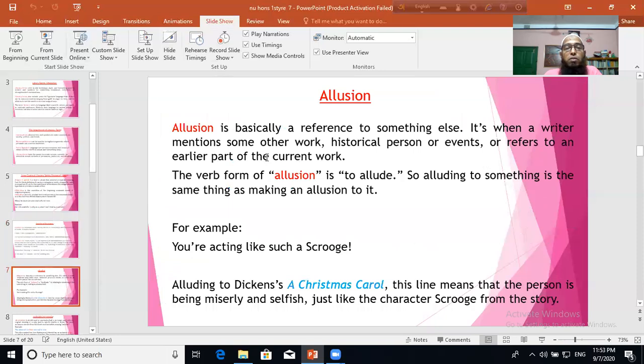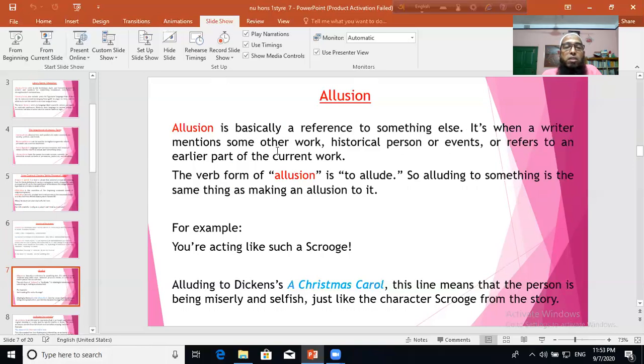What is allusion? That is another important literary term that we find in our literature when we read any literary text. Allusion is very important, you need to know, because when you write, you will allude sometimes, and when you read a text, you will find references. So allusion is basically a reference to something else.